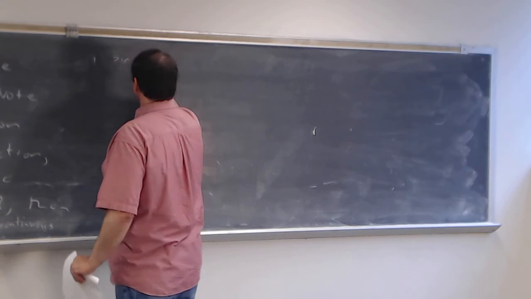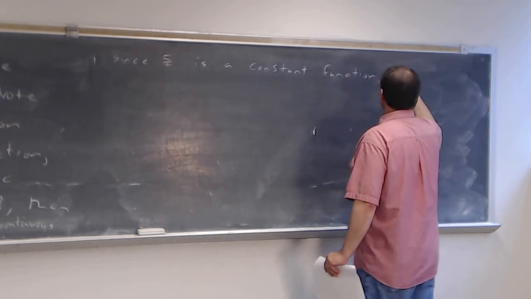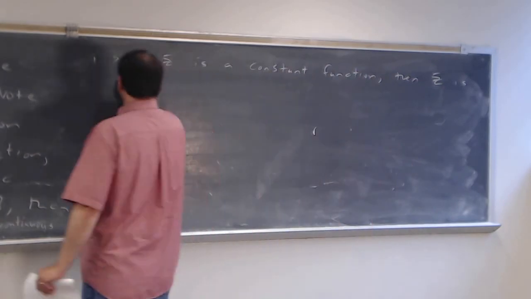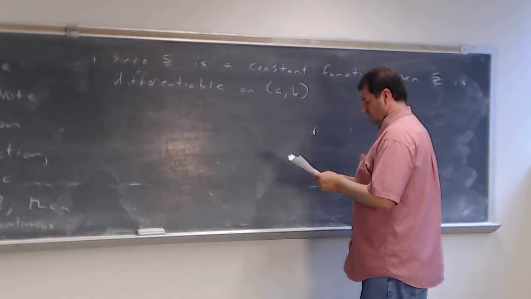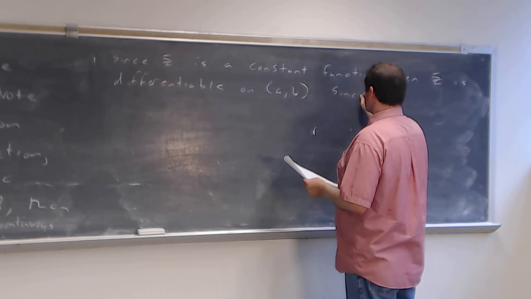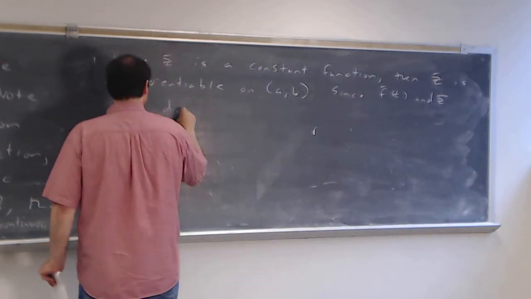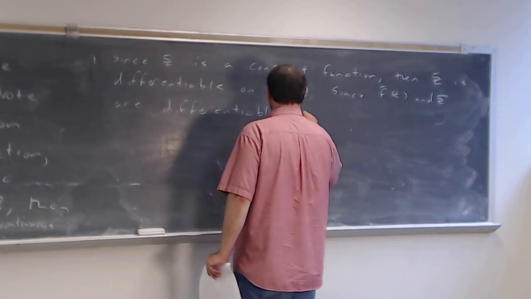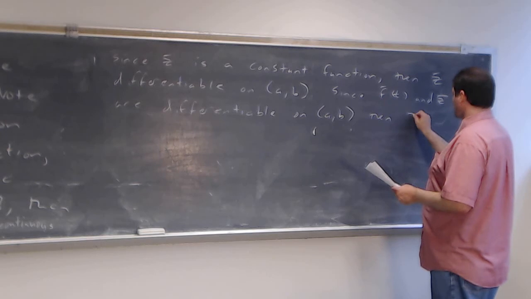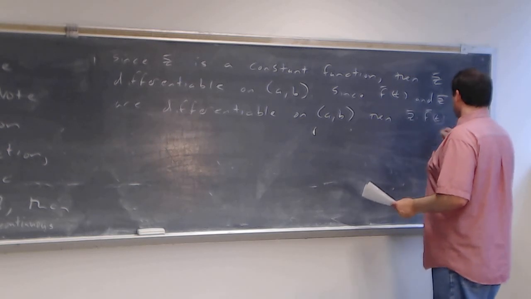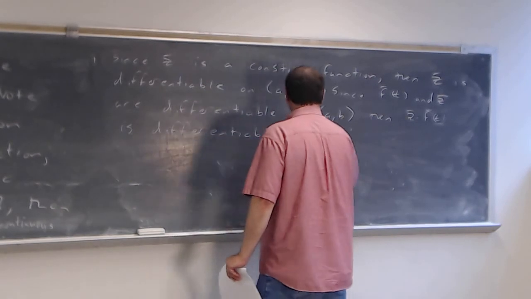Very similarly, since z bar is a constant function, then z bar is differentiable on the open interval from A to B. And since f bar of t and z bar are differentiable on the open interval from A to B, then z bar dot f bar of t, the inner product, is differentiable on the open interval from A to B.